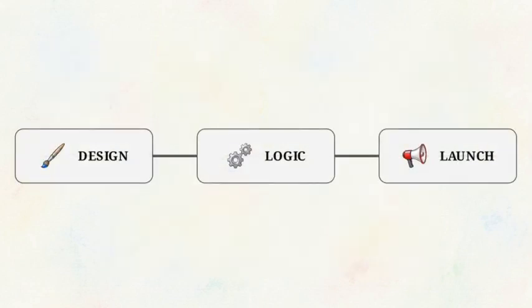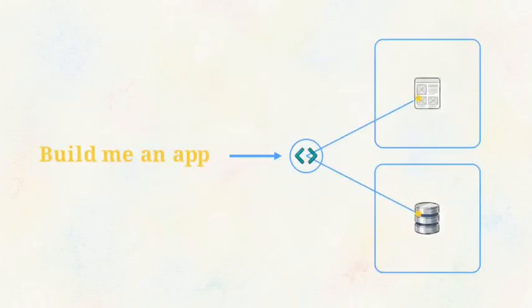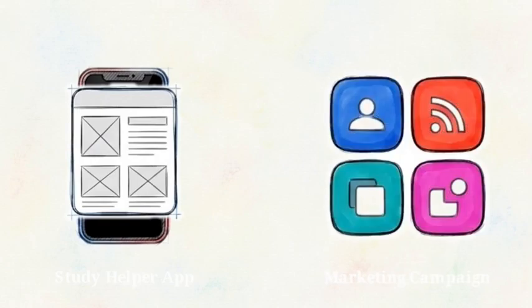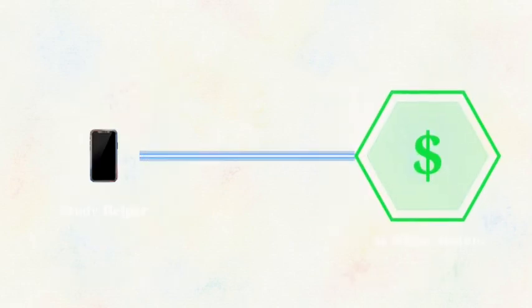Using these tools in sequence allows creators to manage the entire development process, including design and backend logic, using only plain English descriptions. While the app is built and marketed, we still need a way to monetize it. In the next video, we'll connect this pipeline to an automated AI billing system to generate revenue.